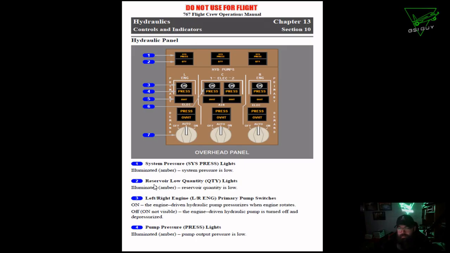I'm sorry, I'm rambling. So again, reservoir quantity. We know that it's low in the flight deck by the quantity or the reservoir light. Fine. How low is it? It's 50%. The quantity is 50% or less. How do I know that? I know that because I've looked in aircraft maintenance manuals for the 767 where it says that 0.5 or less is when the quantity light or the reservoir light will illuminate, letting us know that there is low quantity in the system.